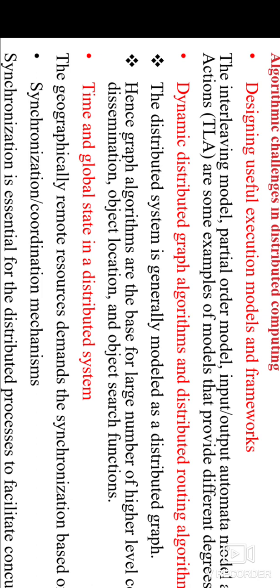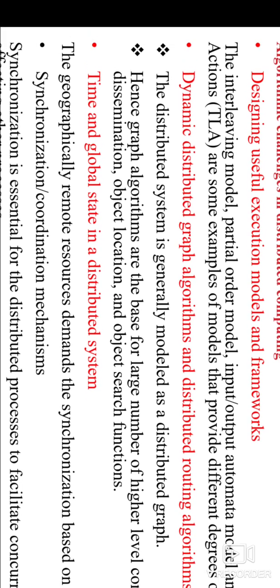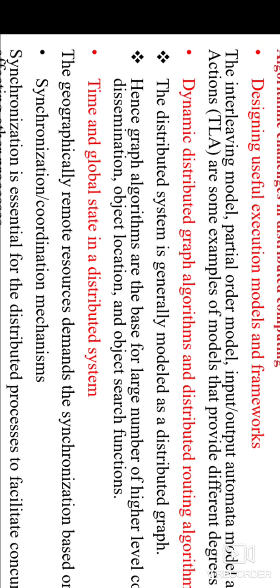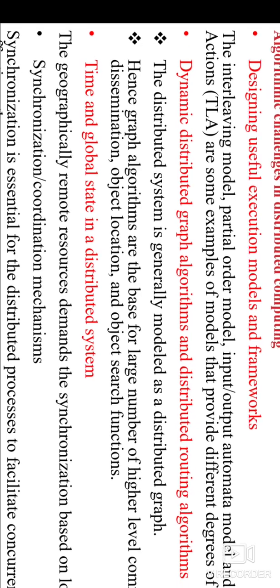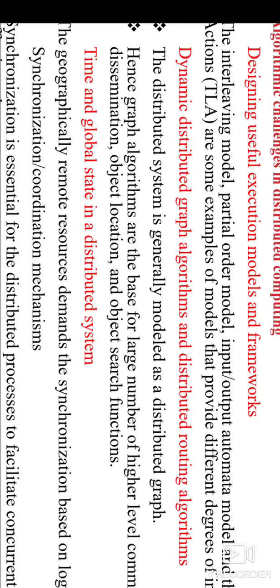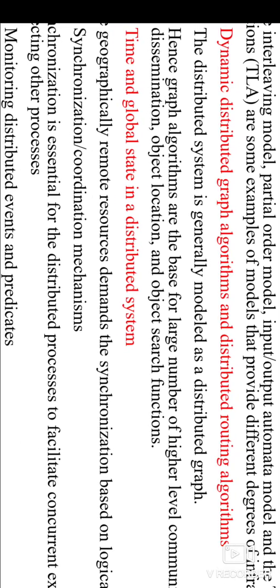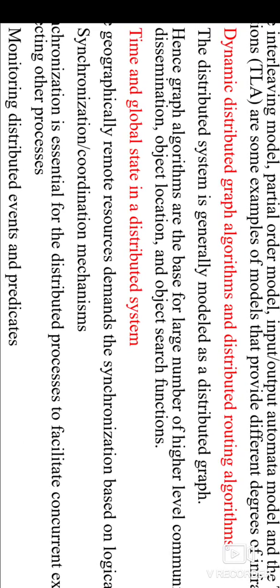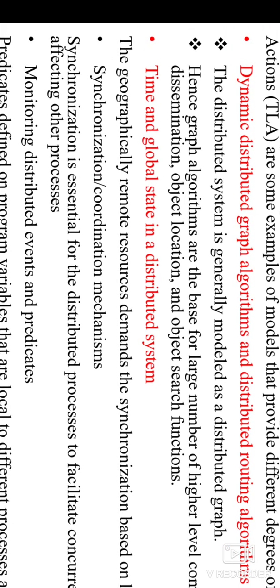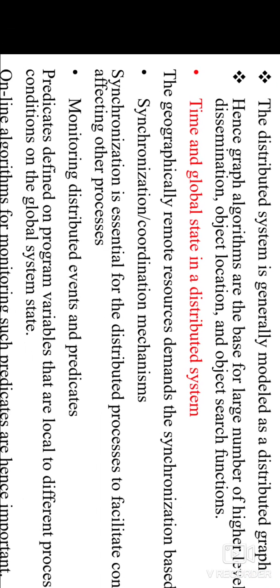Then second challenge is dynamic distributed graph algorithm and distributed routing algorithm. So usually the network is modeled as a graph. Similarly, distributed system is also modeled as a distributed graph. So we need a graph-based algorithm in order to locate the object, in order to disseminate the object, and for searching the object, we need to devise distributed graph algorithms.